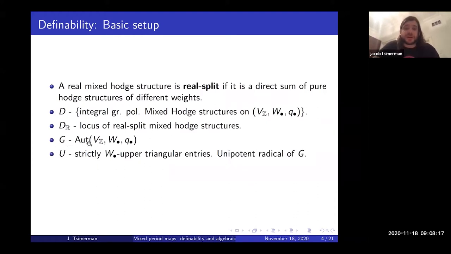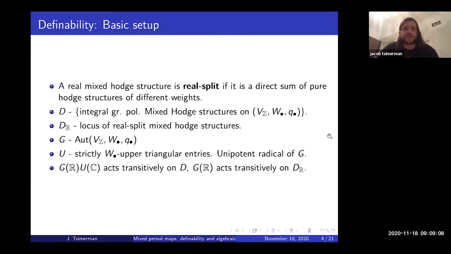Then if you form your relevant groups here, let's call G the automorphism group of our lattice, which now respects all our extra data. So it respects the weight filtration and it respects the polarization. G, by the way, is no longer a semi-simple group, or a reductive group, as it is in the pure case. It has a unipotent radical, and its unipotent radical is easy to describe. It's all strictly upper triangular automorphisms, so automorphisms which not only preserve the weight filtration, but are the identity on the graded pieces. And so therefore they'll trivially preserve the polarization. This is the unipotent radical.